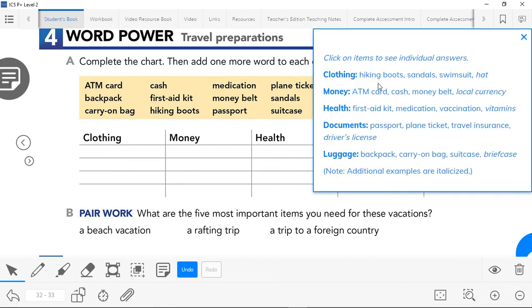For clothing, we have hiking boots, sandals, swimsuit, and hat. For money, we have ATM card, cash, money belt, and local currency. For health, we have first aid kit, medication, vaccination, and vitamins. For documents, we have passport, plane ticket, travel insurance, driver's license. Very good. And for luggage, we have backpack, carry-on bag, suitcase, and briefcase.